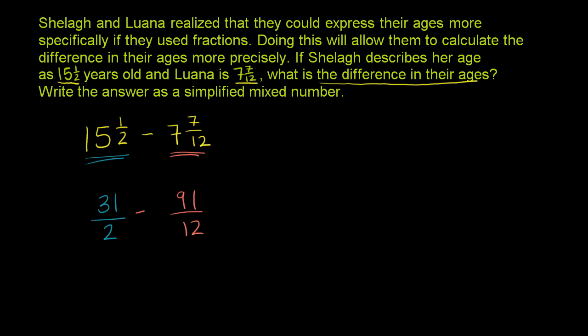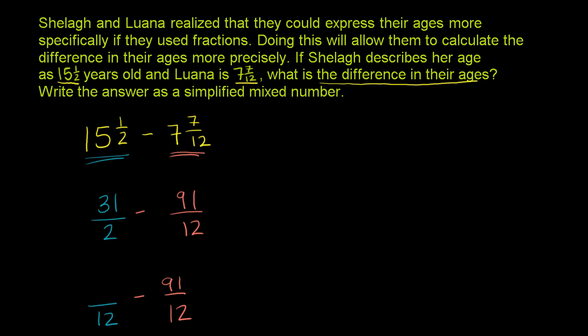Now, we've written both of them as improper fractions, but we still have different denominators. So we have to have a common denominator. So what is the least common multiple of 2 and 12? Or what's the smallest number that's divisible by both of them? Well, 12 is divisible by 12, and 12 is also divisible by 2. So 12 is the least common multiple. So we want both of them to be over 12. And this fraction already is over 12, so we don't have to change it.